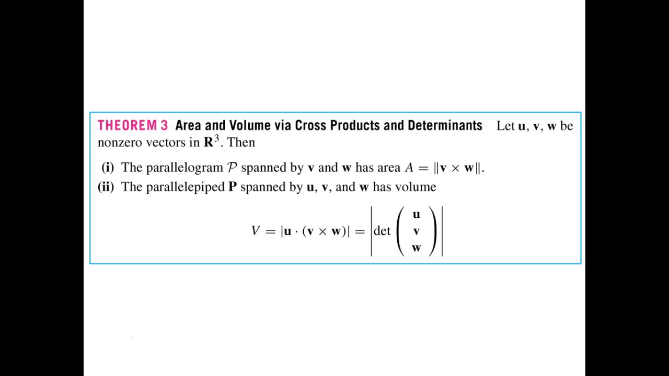P, make it a bold P, spanned by U, V, and W, has the volume that is the determinant. Now, be careful here. It's the determinant of these three, where you put U in the top row, V in the second row, and W in the third row, and take the determinant of that. Now, it's not just the determinant. This is the absolute value of that thing.